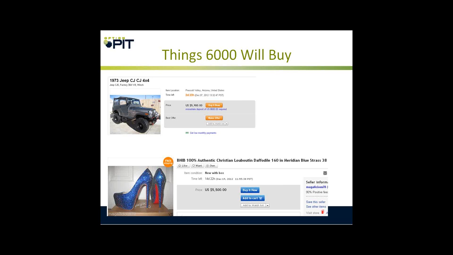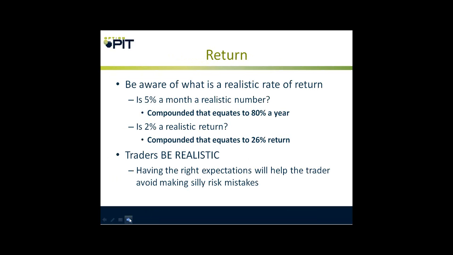That's a pretty sweet bedroom set, $6,000. Well, maybe not the entire bedroom set, but it's some nice stuff. So I want you to think about that. I think people will pay that much money for a stupid red heel, by the way. Just saying. All right, now, return.